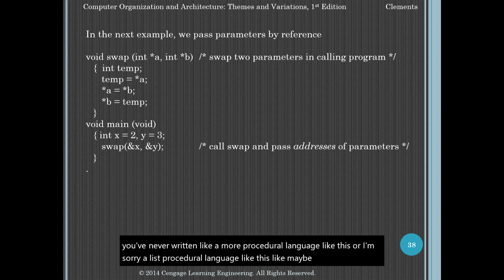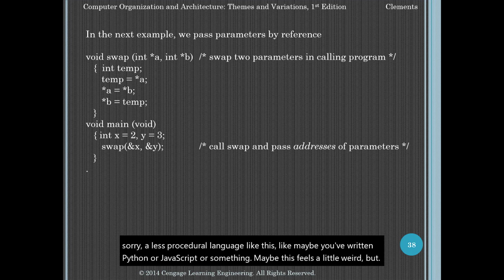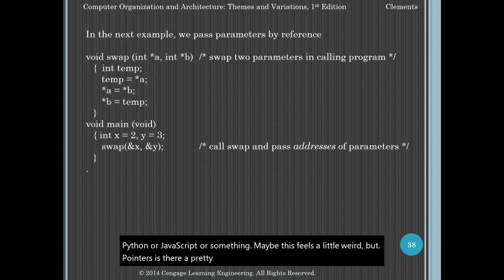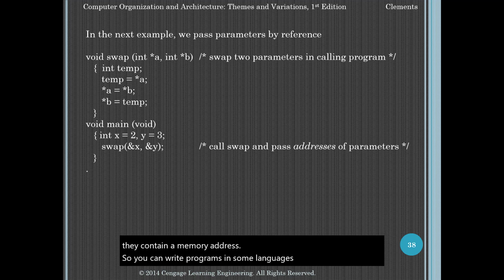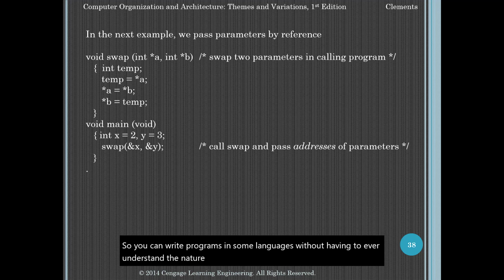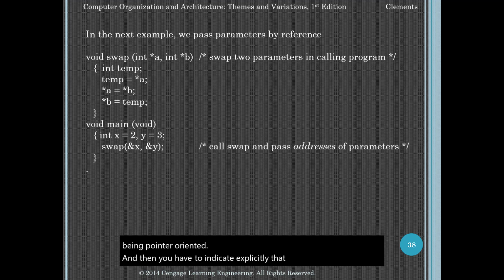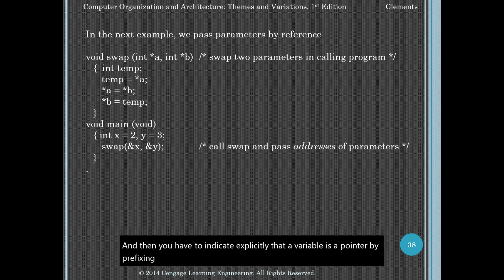If you've never written a less procedural language like this, like maybe you've written Python or JavaScript, maybe this feels a little weird. But pointers are a pretty fundamental concept in most high-level languages, and they are a variable, but they don't contain a value, they contain a memory address. You can write programs in some languages without ever understanding the nature of pointers, but C is pretty famous for being pointer-oriented, and in C, you have to indicate explicitly that a variable is a pointer by prefixing it with an asterisk.